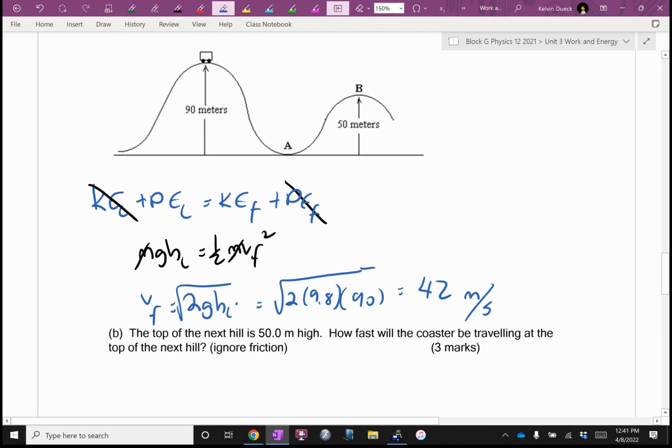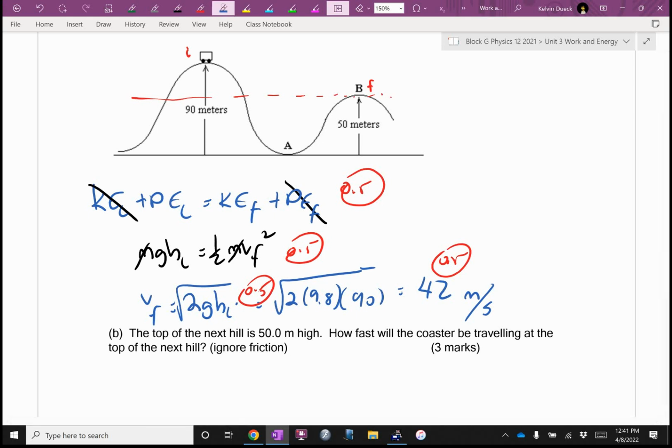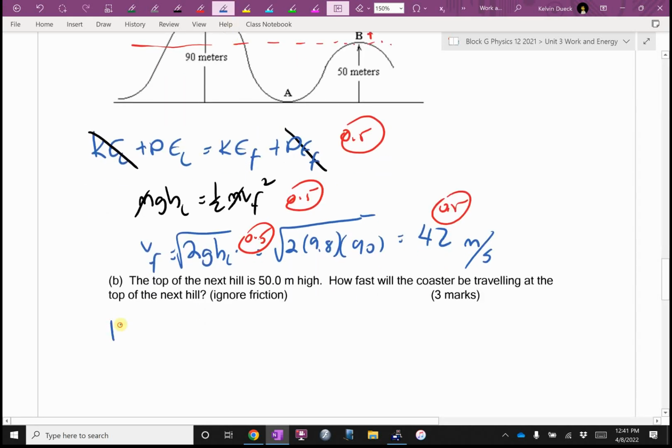How fast will the coaster be traveling at the top of the next hill? So you got that 2 out of 2, by the way. Otherwise, I'd probably go half mark for that, half mark if I saw that, and a half mark for the answer. I'm going to choose to let the ground be here. So I'm going to let initial be here, final be here, and a height of 0 be at the top of the second hill. Because then I can go like this again.